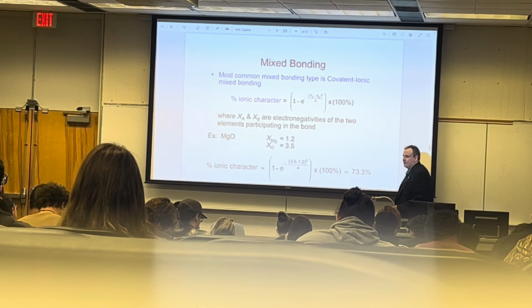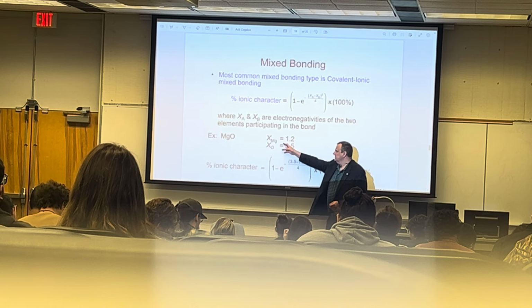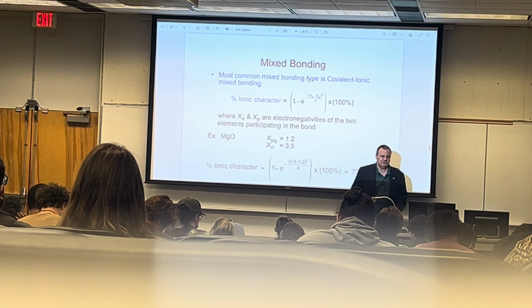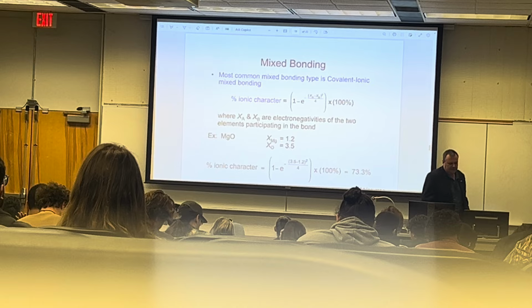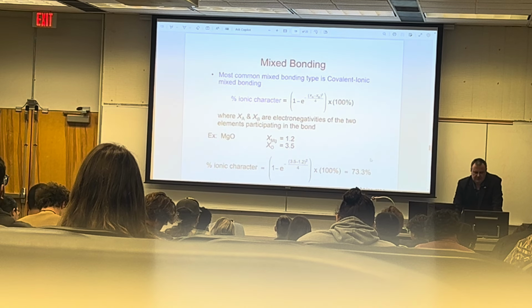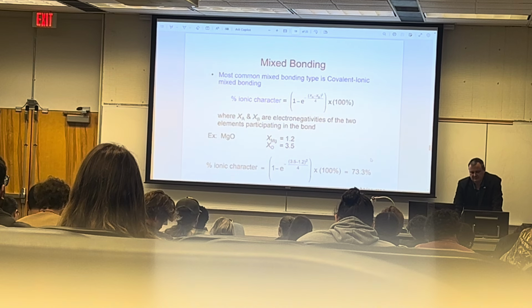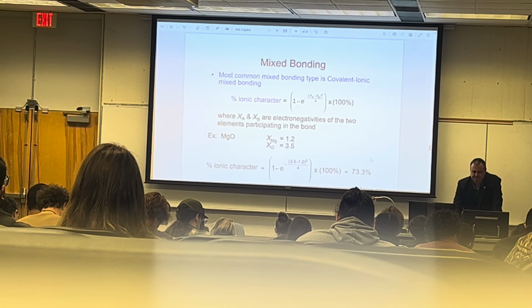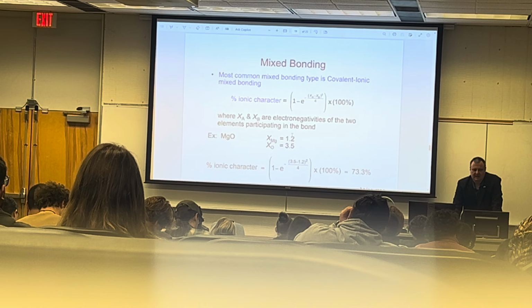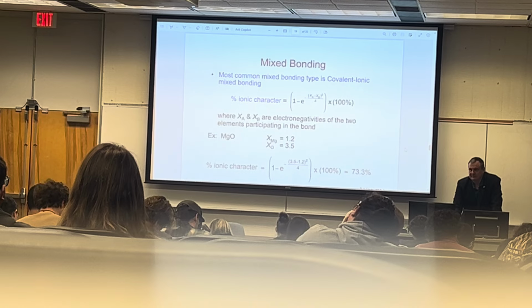So, for example, take magnesium oxide. Magnesium, you can look up, electronegativity is 1.2, oxygen is 3.5. We calculate this value to be 73%. So it is 73% covalent, which means that the rest, 27, is ionic. I'm sorry, other way around. It's 73% ionic, and the rest is covalent.